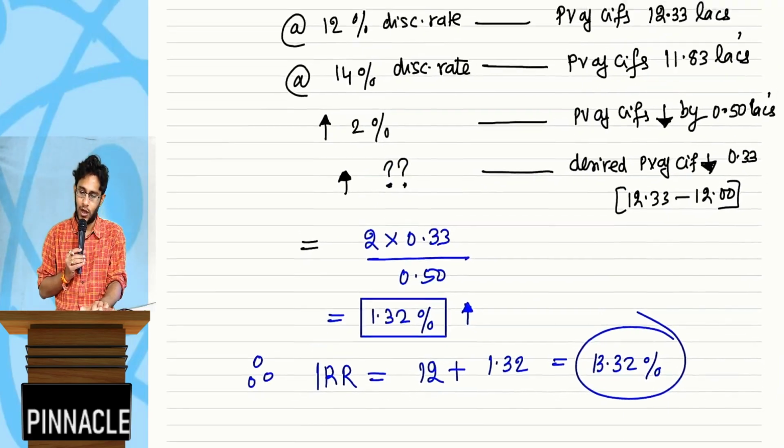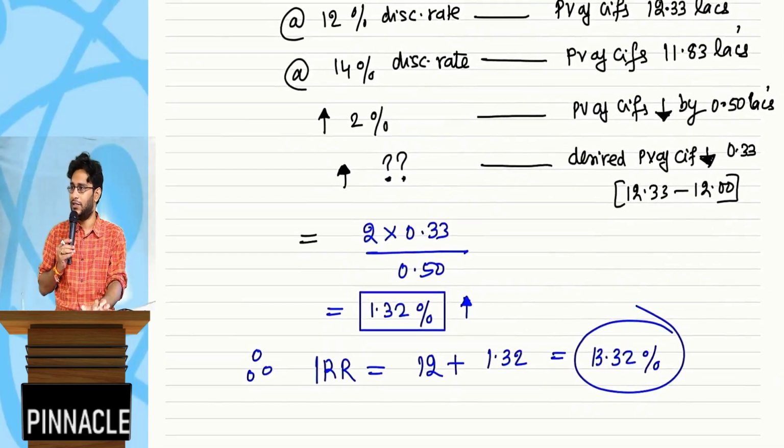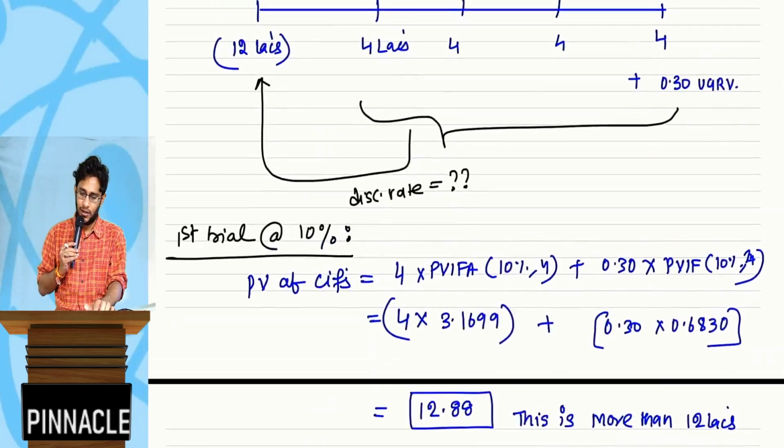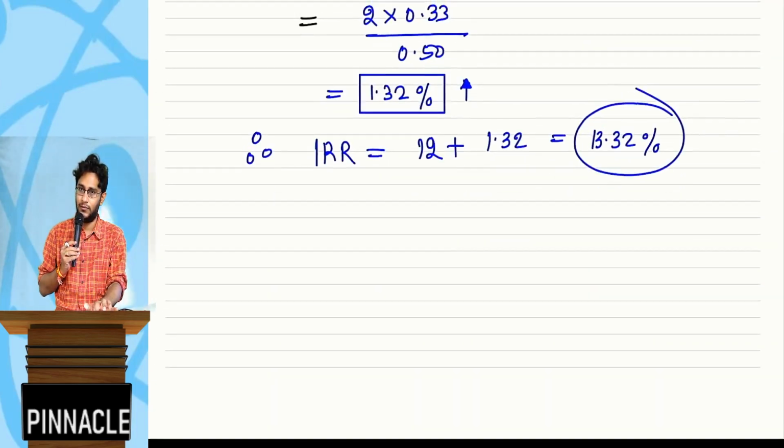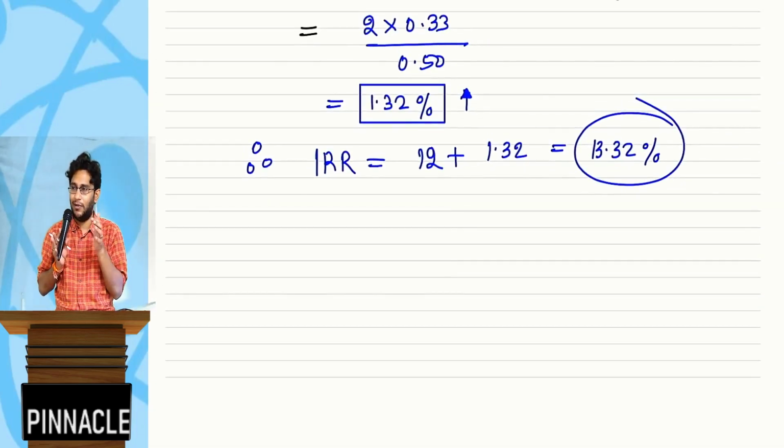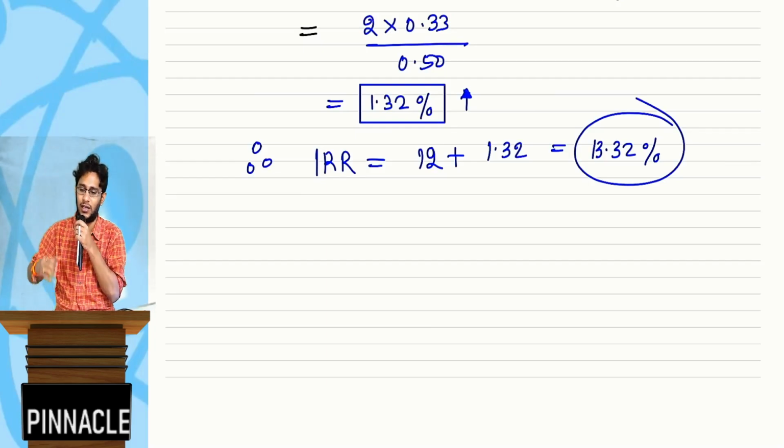My challenge to you: I took 12 and 14, no? Instead of 12 and 14, if you take 10 and 14, your answer is still lying between 10 and 14 only. But it won't be exactly this, it will be nearer to this. And 13.15 or 13.18 or something like that, you will not get this answer for sure.